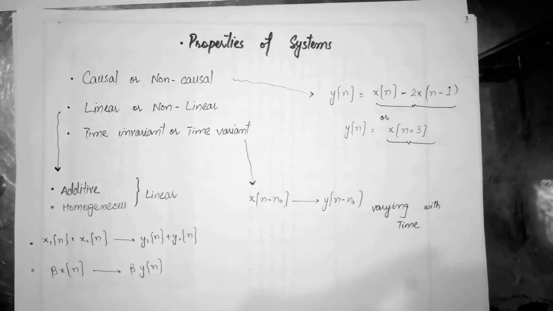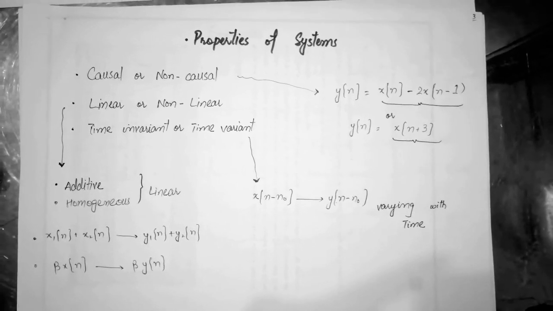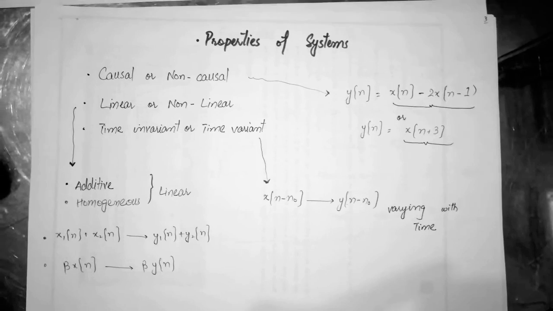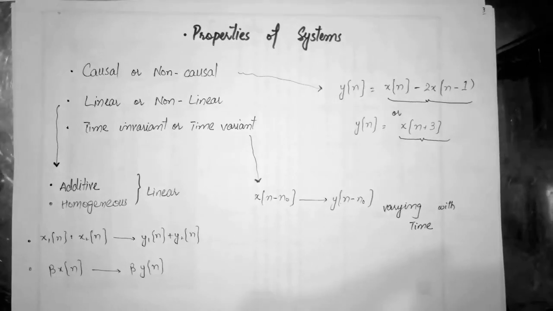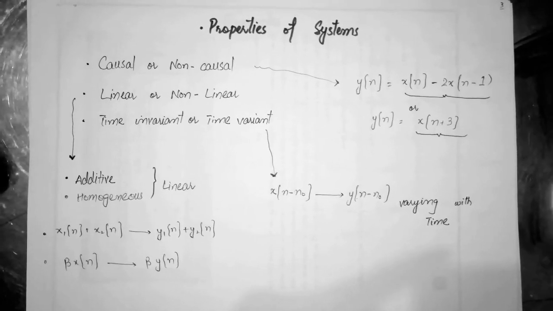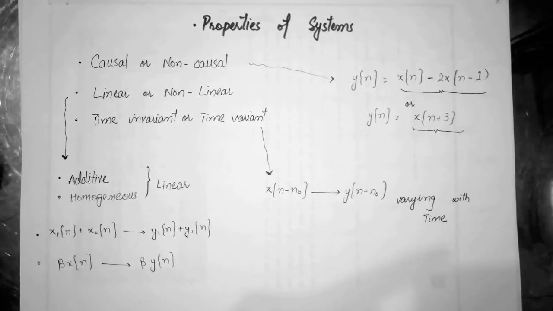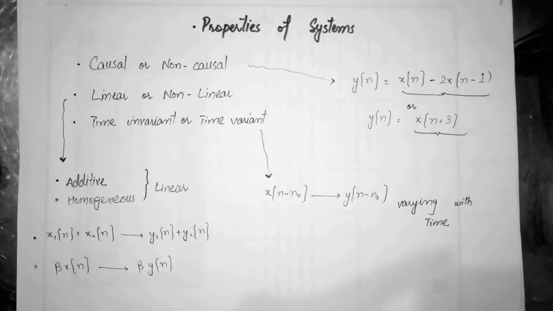Now let's discuss some properties of systems: causal or non-causal systems, linear or non-linear systems, and time variant and time invariant systems. Causal systems depend on the past and the present and do not have future inputs, but non-causal systems have future inputs and do not depend only on past or present inputs.